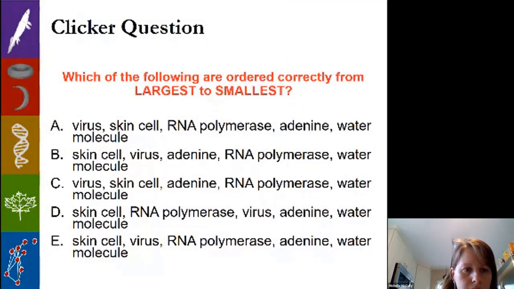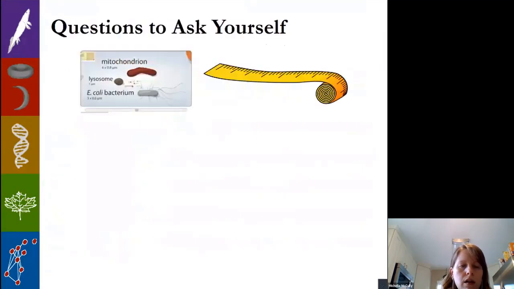So everyone has decided that a skin cell is the biggest, but it's kind of a question of this virus, adenine, RNA polymerase, what order they are in. So I want to talk about some strategies when you are going through thinking about these types of questions.